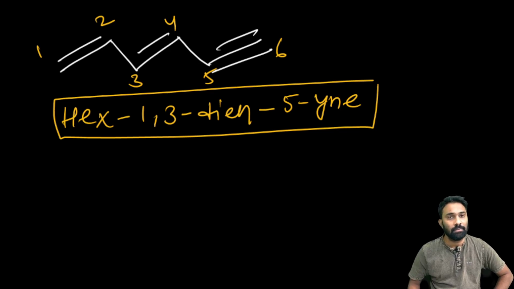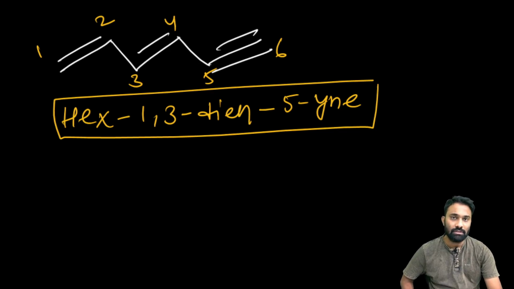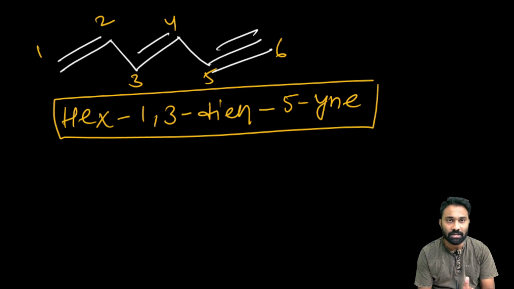Now this is the IUPAC name for the given compound. Done. Now this is about the IUPAC names of alkenes and alkynes. Now we will see how to write the IUPAC name for the cycloalkanes.